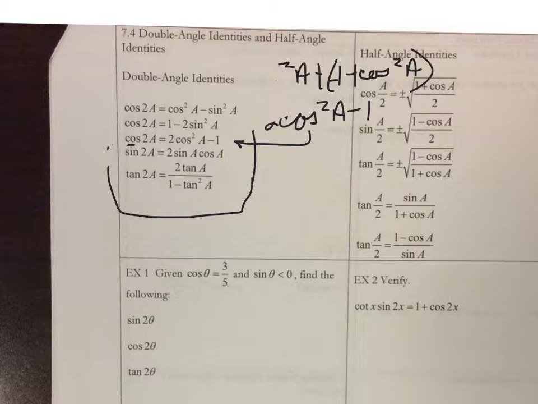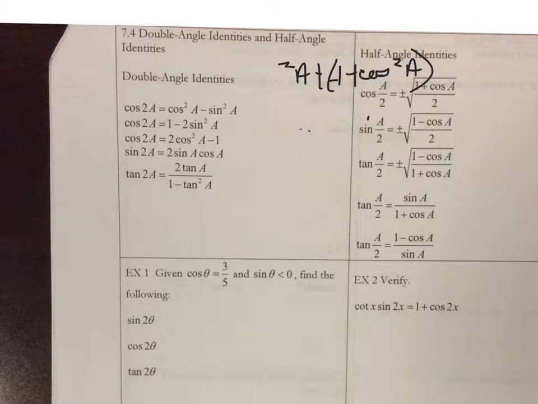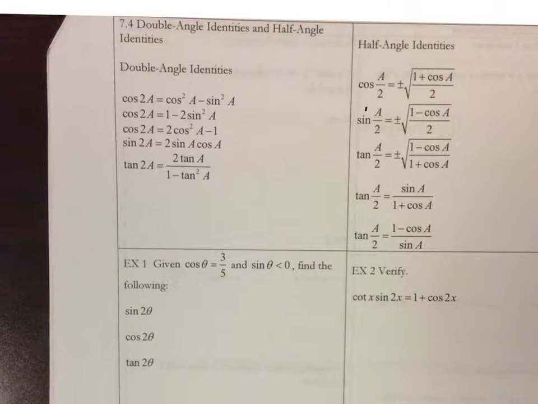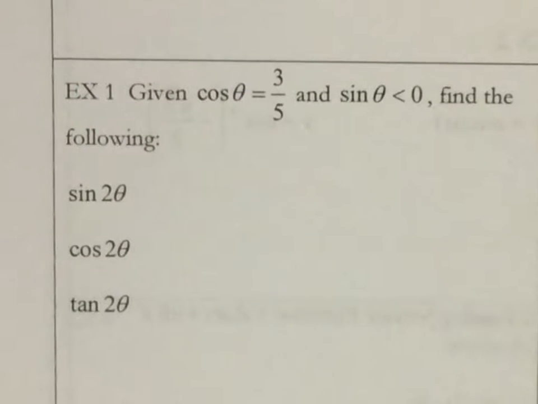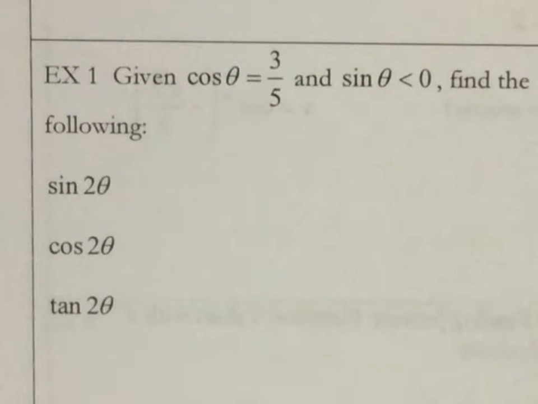Now, why would we ever use a double angle identity? And what are the types of things we're going to do with our double angle identities? So let's look at a type of problem that you might see related to double angles. And for that, we're going to begin here with example 1. Okay, given cosine of theta is 3/5 and sine of theta is less than 0, find the following.